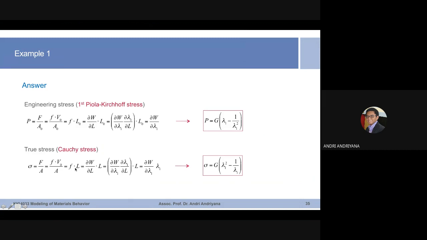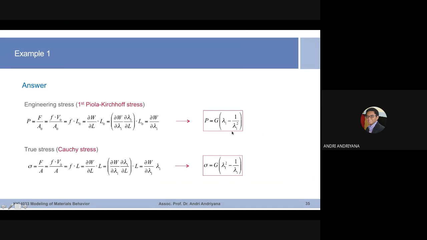All right, so we do exactly the same thing. We have this times this. We do the chain rule times this one. Again, the differentiation of lambda 1 with respect to L is 1 over L0. So L over L0 becomes lambda 1. So the only difference is that we have this term, which is lambda 1. So this is the expression of true stress, and this is the expression for true strain.